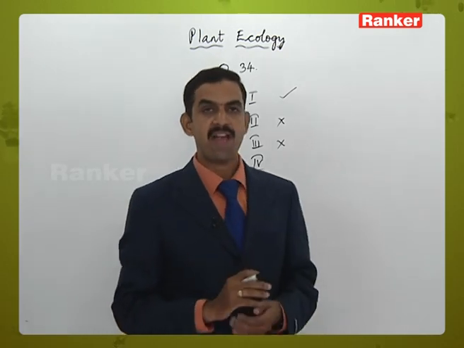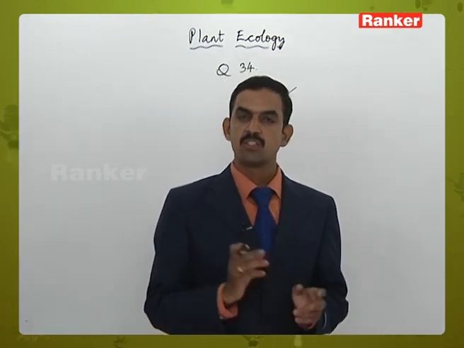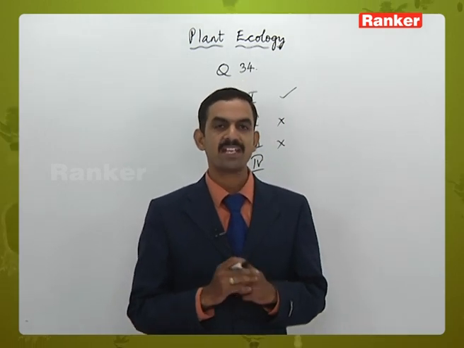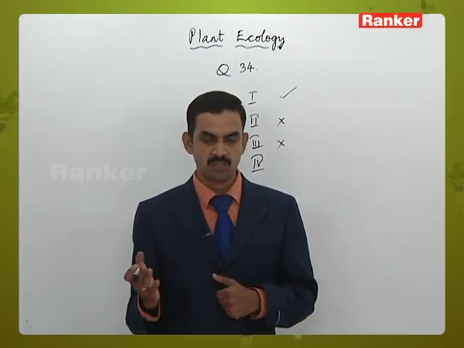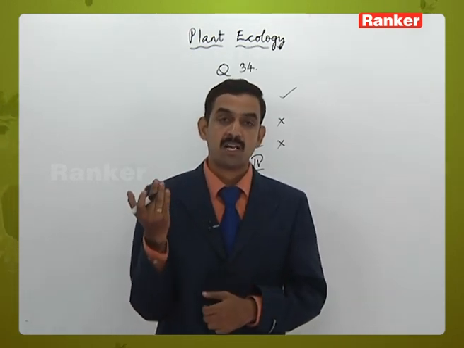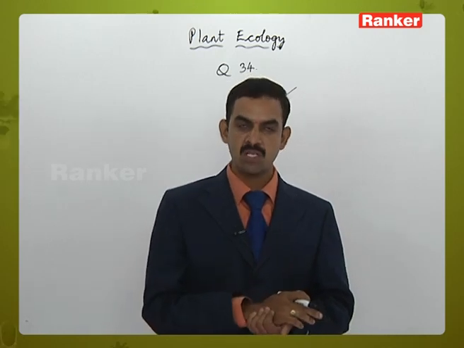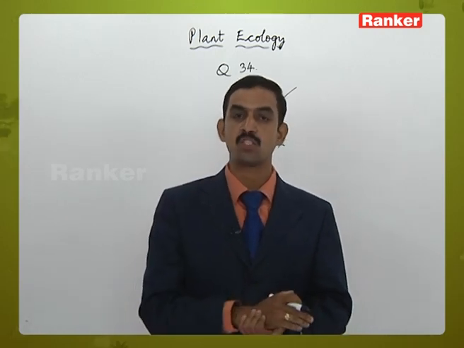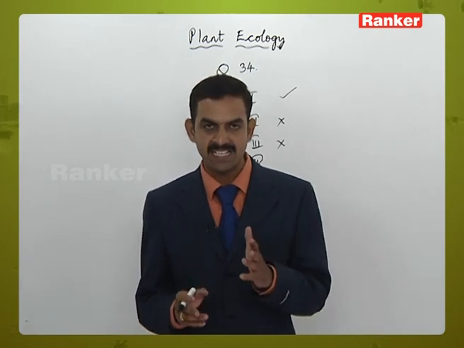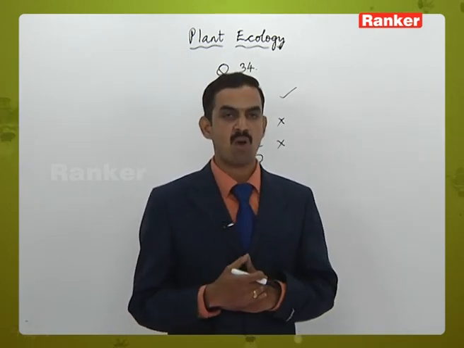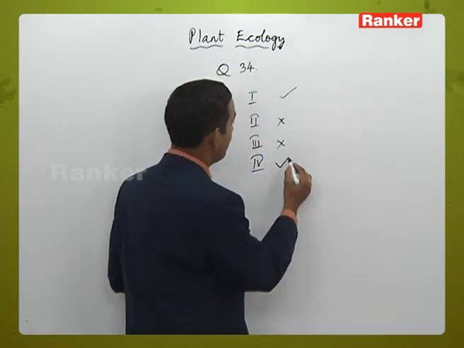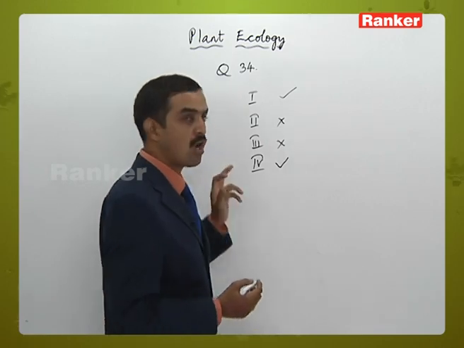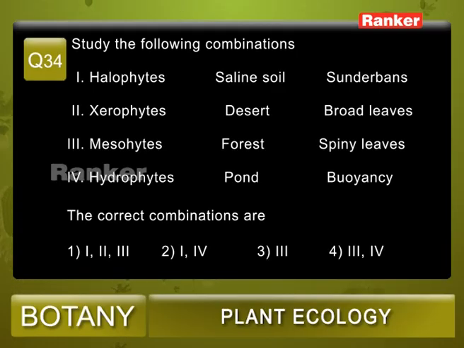Fourth one, hydrophytes, pond and buoyancy. Hydrophytes are the plants which are growing in water bodies or near to the water bodies, and the option that is given is pond. So that is a water body, and the plants are floating on the surface of the water or submerged inside the water due to the presence of a tissue called Aerenchyma. That ability to float on the water is called buoyancy. So all three are correct related to the fourth option. So from the given options, 1 and 4 are the correct combinations. Question number 34, the correct answer is 2.